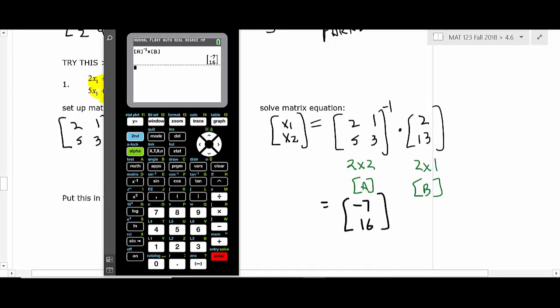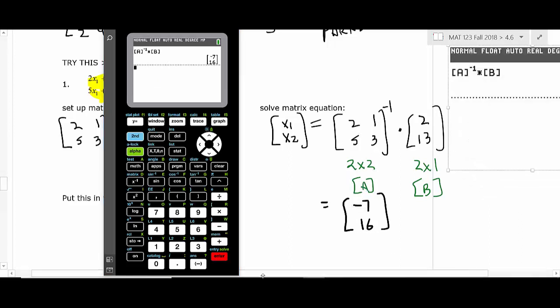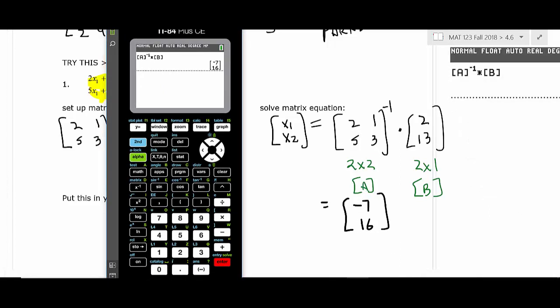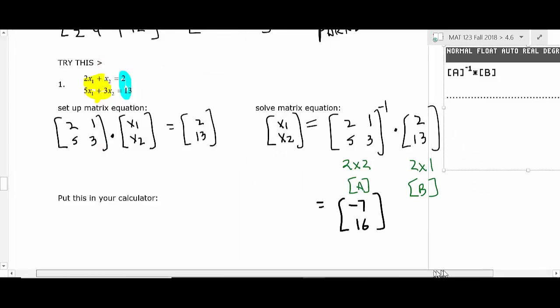All right, so what does that mean? What does the negative 7 mean? That's x1. What is the 16? That's x2. Okay, so if you did this same system of equations by substitution or elimination, the way we did it before we learned matrices, that's what you would end up getting for your answer then. Okay, so that's ultimately what you put in your calculator to solve a matrix equation then.